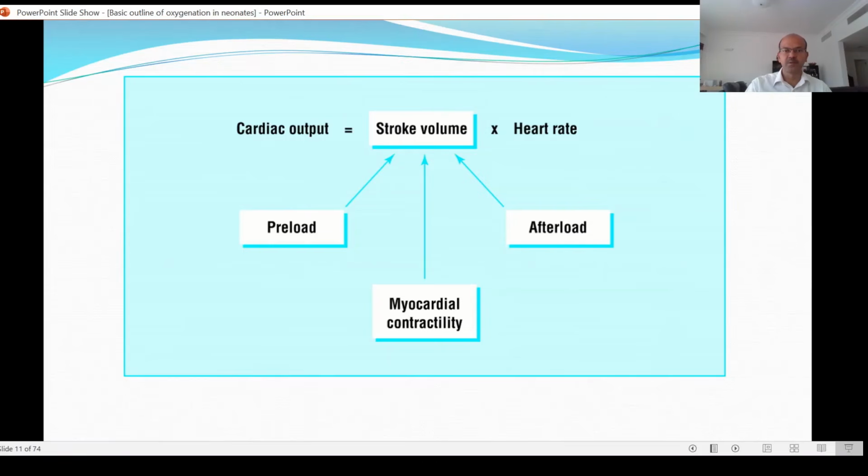And when we talk of afterload, that is the resistance to the heart pumping into the rest of the systemic circulation. So if there is peripheral vasoconstriction, your afterload is high. And when we give inotropes, for example, like dopamine or dobutamine or any other medication, we have to think of how they impact all these components. So a vasodilator, for example, reduces the afterload. It makes it easier for the heart to pump.